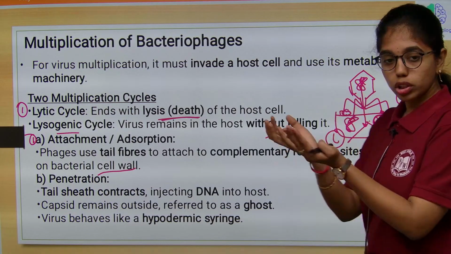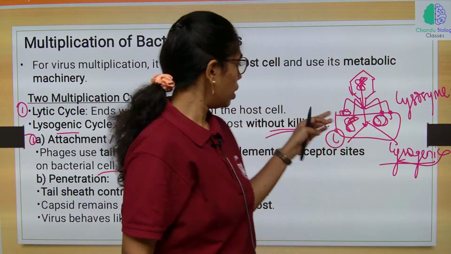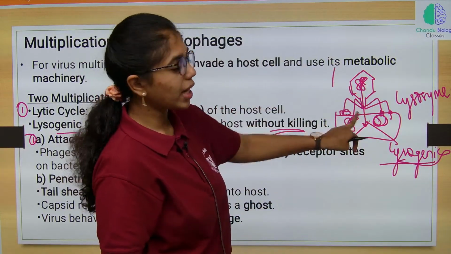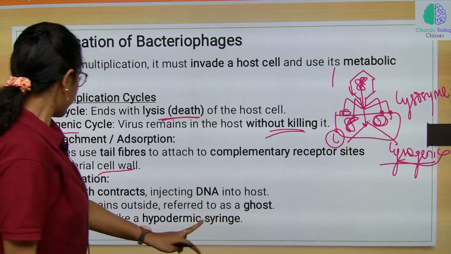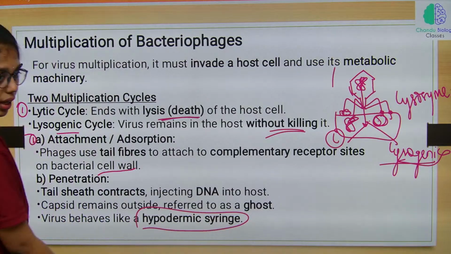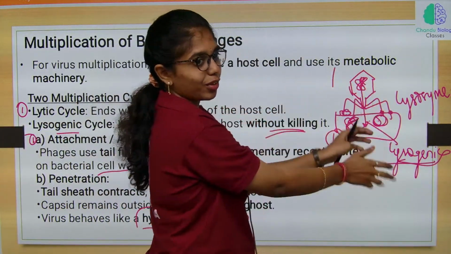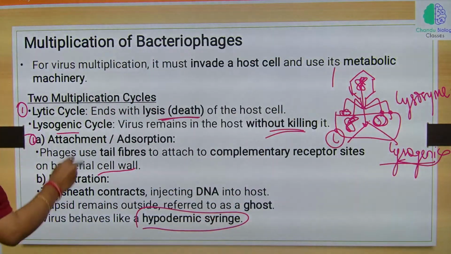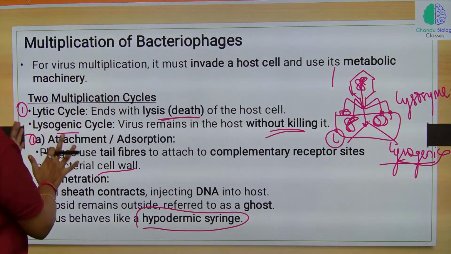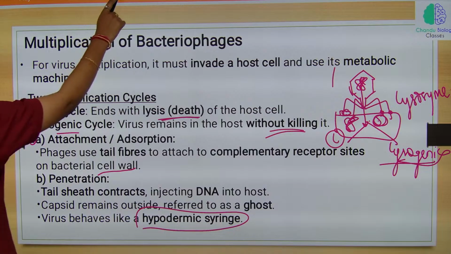The host is where the genetic material is entering. Once it has injected into the host cell, what remains outside is called a ghost. The virus behaves like a hypodermic syringe, attaching over here and injecting this DNA into the bacterial cell. So this is the introduction to the lytic cycle. First is attachment or adsorption. Second is penetration.